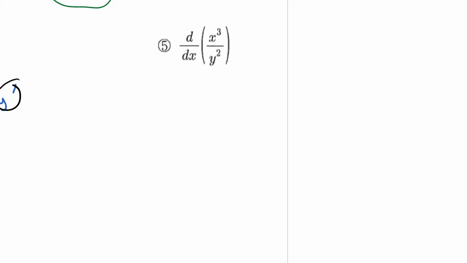So the quotient rule states that you take the denominator and you write that on the numerator, and then you would take the derivative of the numerator, which is 3x squared. And then the quotient rule states that you need to subtract the top, which is x cubed, times the derivative of the denominator, which is y squared. So the derivative of y squared is 2y. And then you would take the derivative of y, which is y prime.